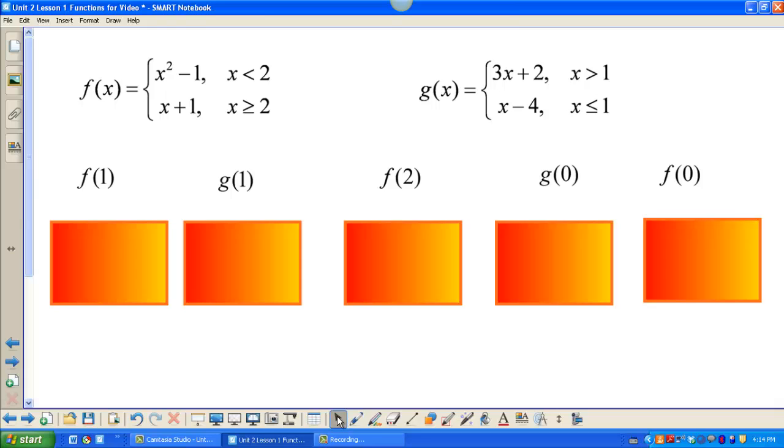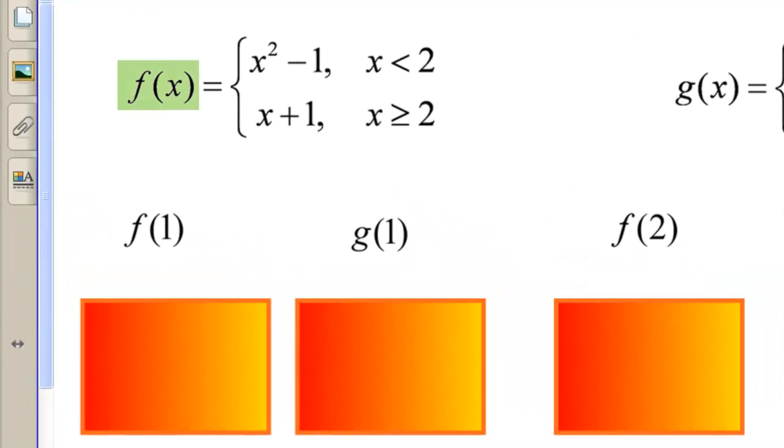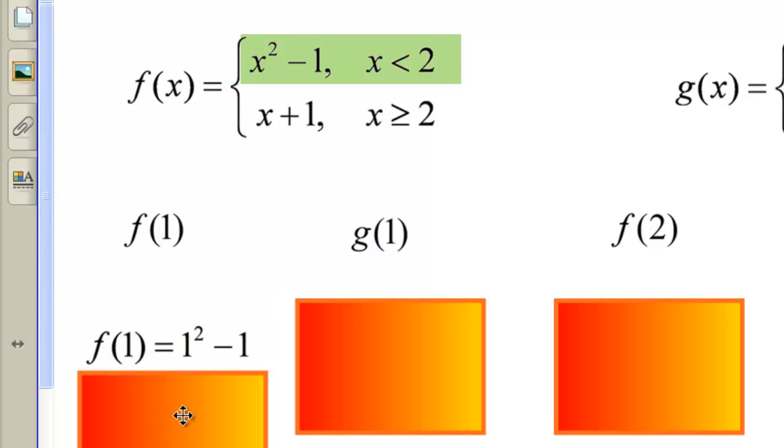So how do we evaluate piecewise functions? You do them the same way we did other functions. It's just when you evaluate them, you have to determine should it go in the top or the bottom piece. So for instance, let's look at f of 1. I have to go to the f function because that's the name, and I have to input 1. Because 1 is an input less than 2, I have to use the top piece. So 1 squared minus 1 yields 0. So f of 1 is 0.